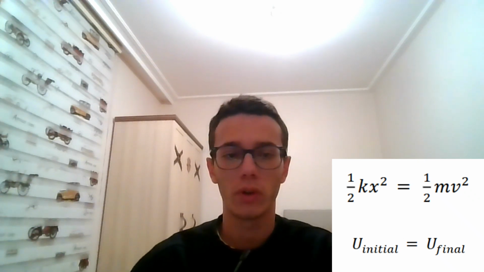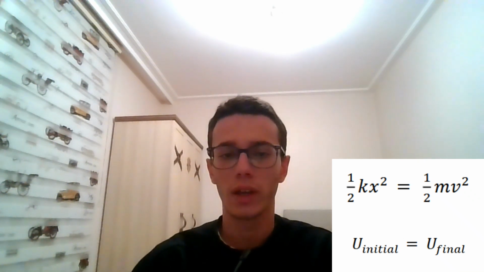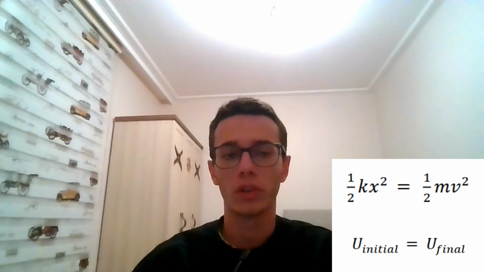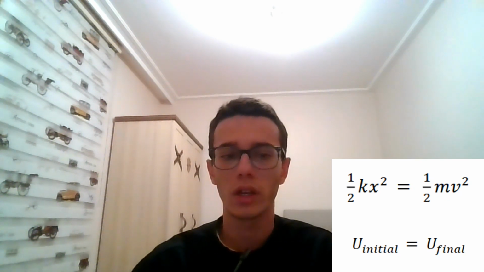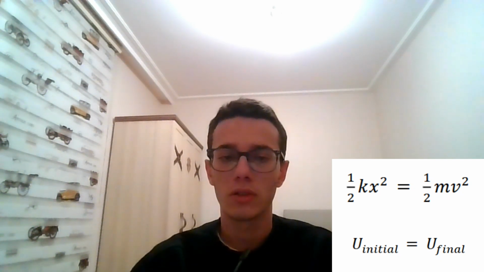Now, let me briefly touch on the theory behind the experiment. In an environment where there are no non-conservative forces, the total energy is conserved. This is called the law of conservation of energy. The energy can transform into each other. For example, potential energy can turn into kinetic energy or vice versa, but it cannot be completely destroyed. In the first part of the experiment, this was utilized.